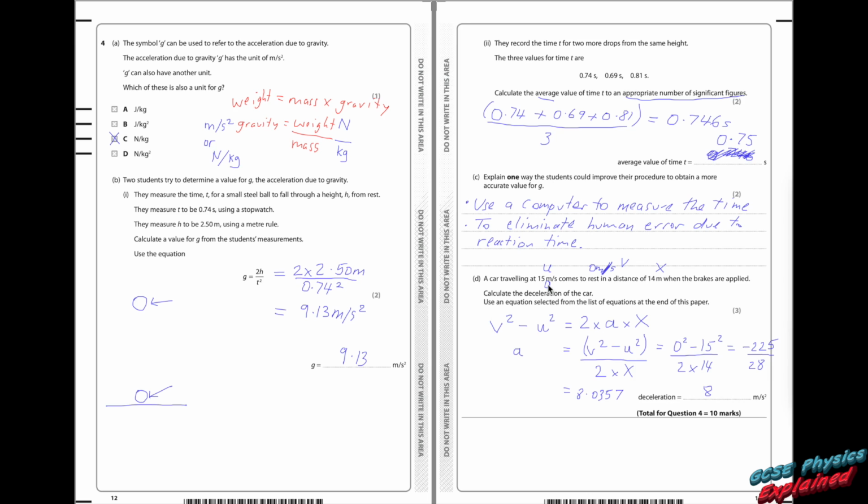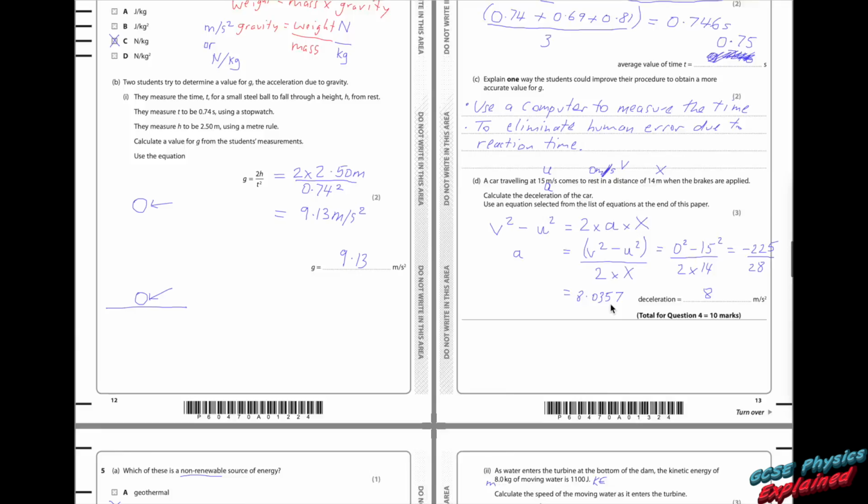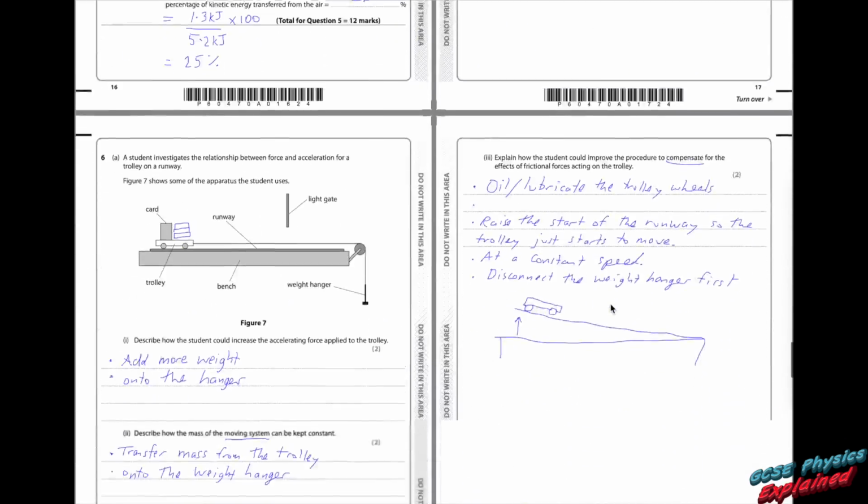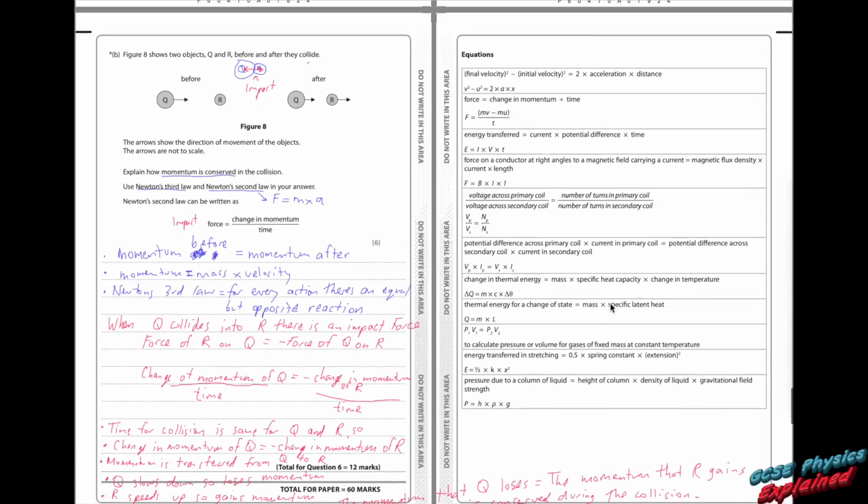So deceleration is the same as acceleration, and it says use an equation selected from the list of equations at the end of this paper. Now I've seen these questions before. That's why I've called the distance x instead of d. Now if we go down to the end of the paper, there's the equations sheet, and we're looking for an equation that's got final velocity, initial velocity, acceleration and distance. So this is the equation we need to use.